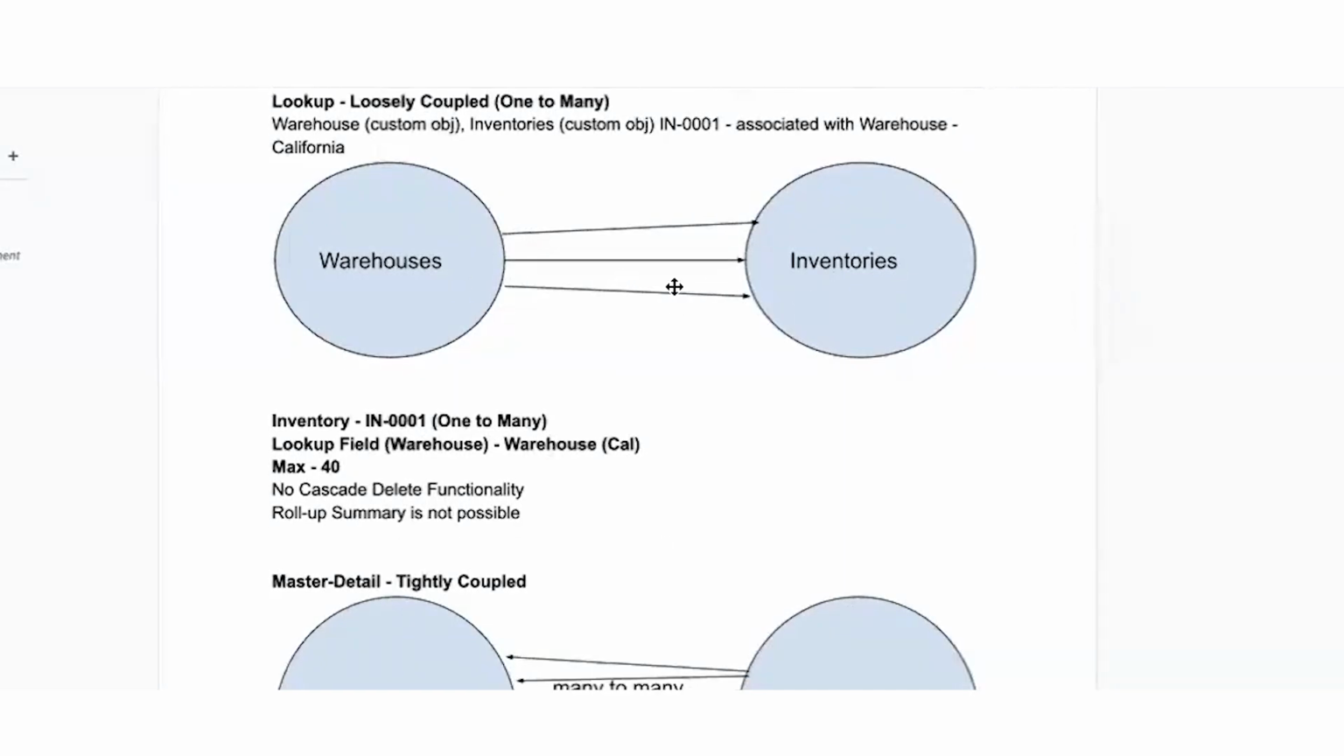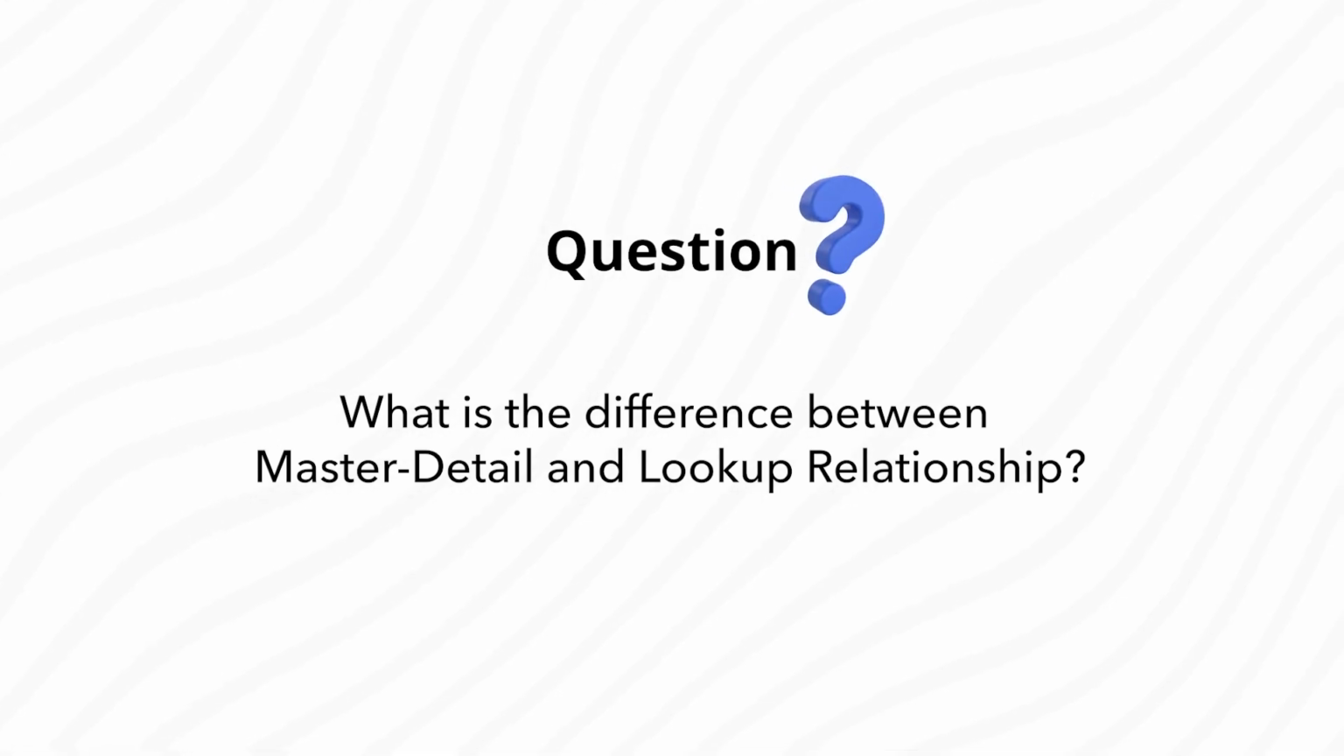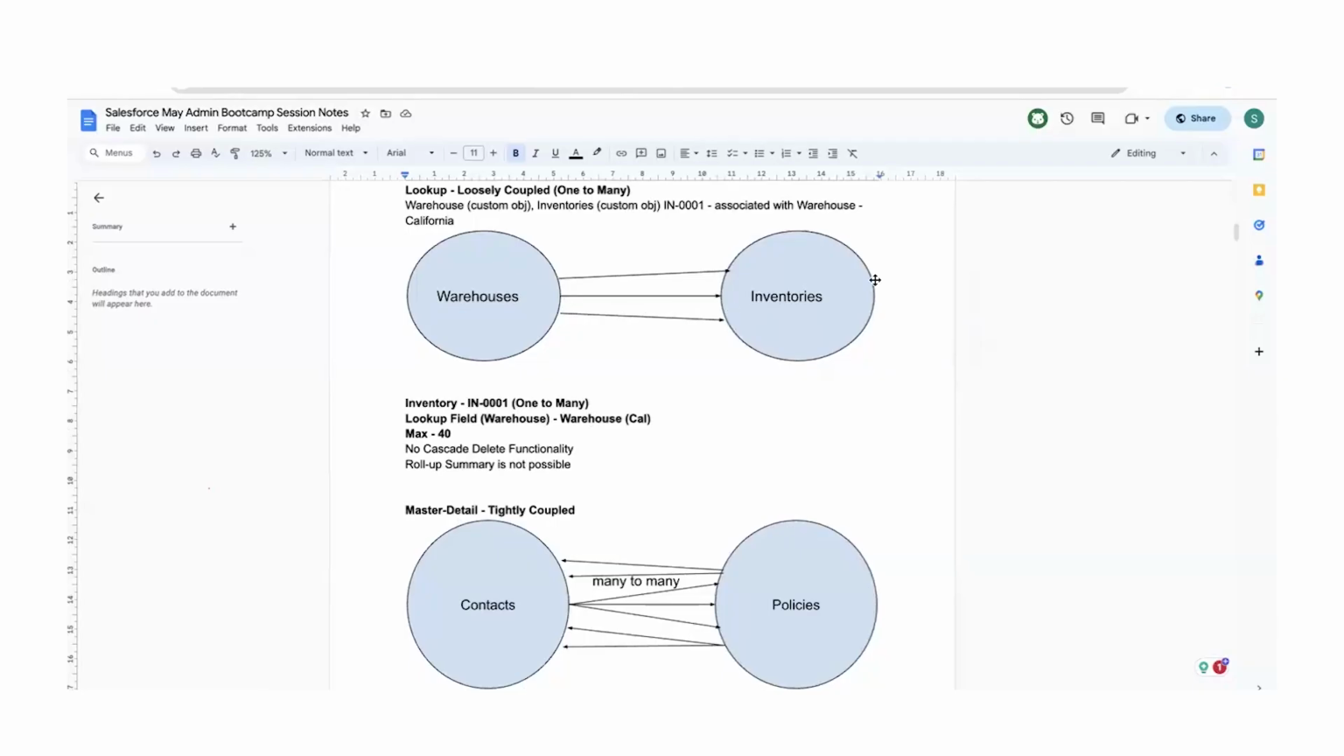Now these two objects can also be related by creating a master detail relationship. Now what's the difference between master detail and lookup? Lookup allows you to loosely couple the objects, as in inventory can be created in the system even without warehouse information. So I can create IN001 without specifying the warehouse in which it is stored. So that's loosely coupled.